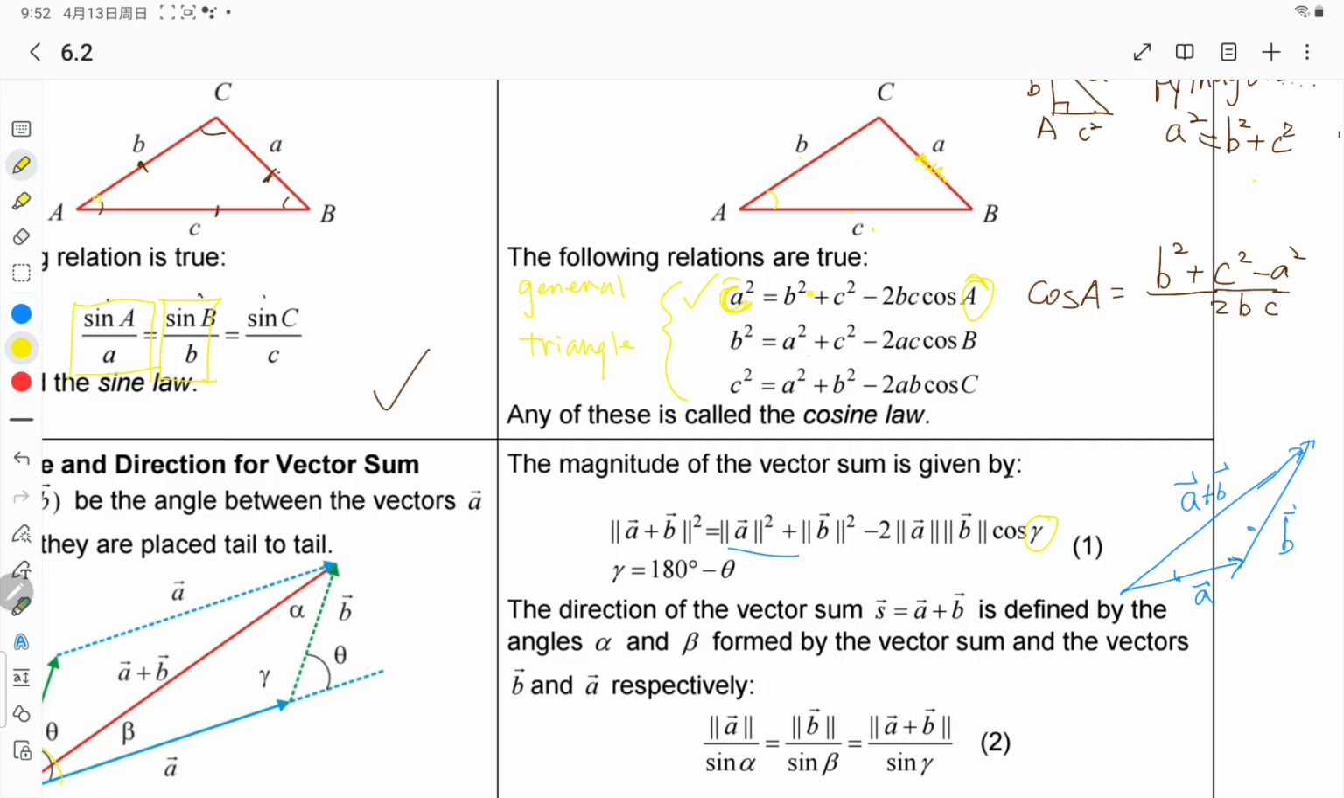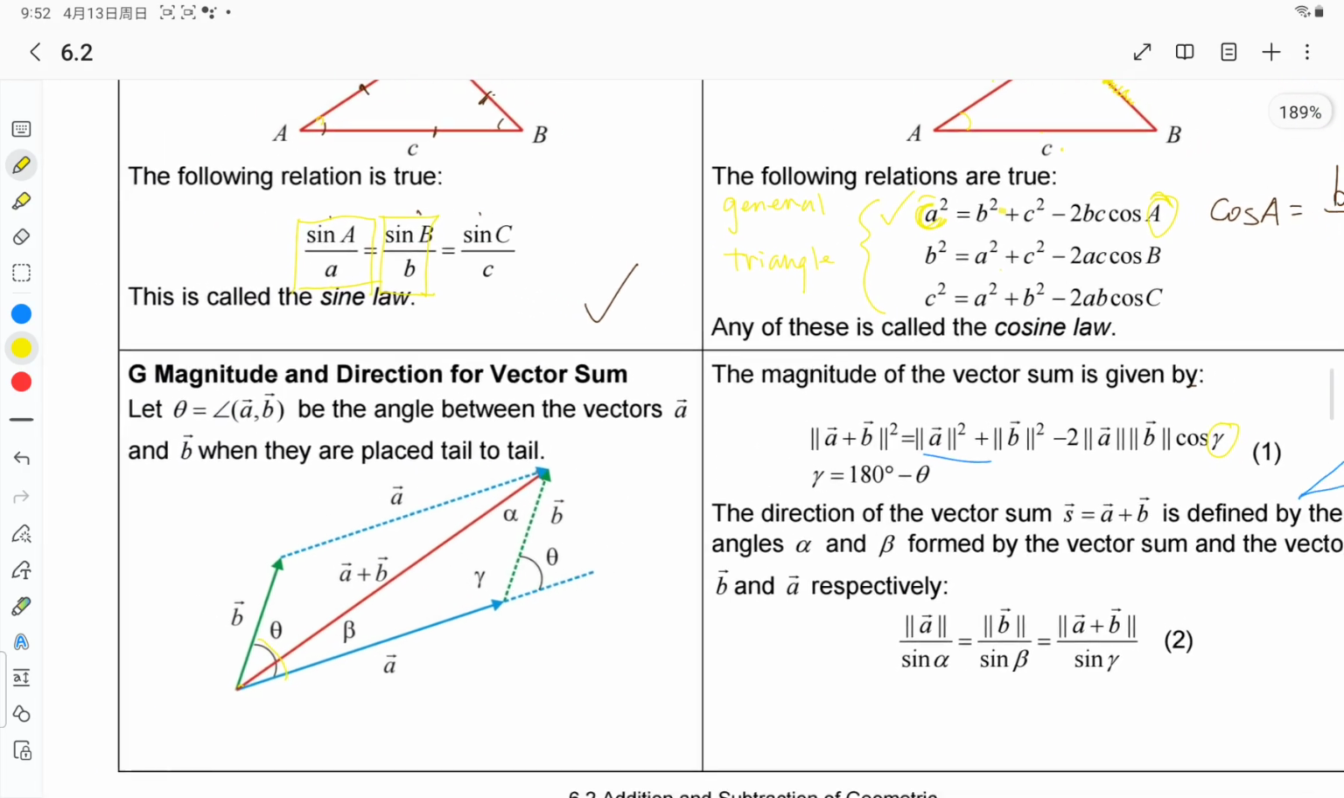So gamma would be here, the angle that's across from A plus B, right? And then you just deduce by whatever means is convenient to you. Just write it in your own way. You'll be great. You're doing great.